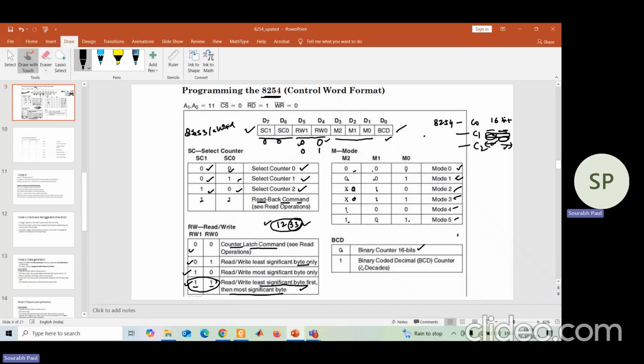Okay. Now the same thing can be used as a BCD counter also, where the count values can be like 5, 4, 3, 2, 1. That type of thing also you can do. These are the BCD counts. So the binary coded decimal number system also you can use to do the count operation. At that time you need to select the last field, BCD, as 1. If you select 0, then it will work as a binary counter. If you select 1, then it will work as a BCD counter. Okay. Now we shall discuss the different modes in detail.